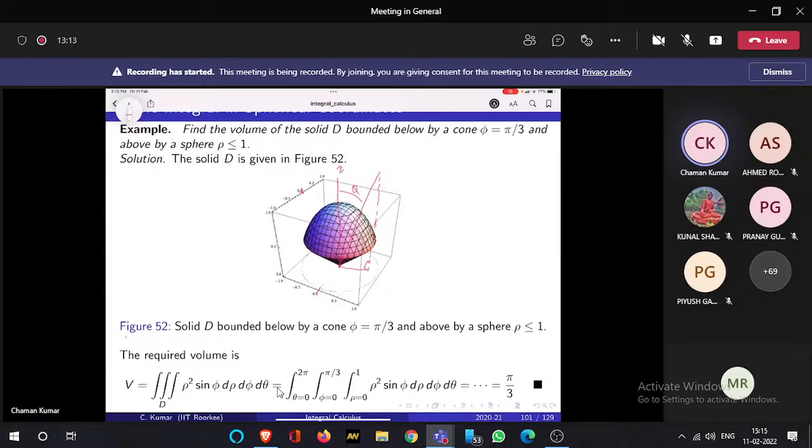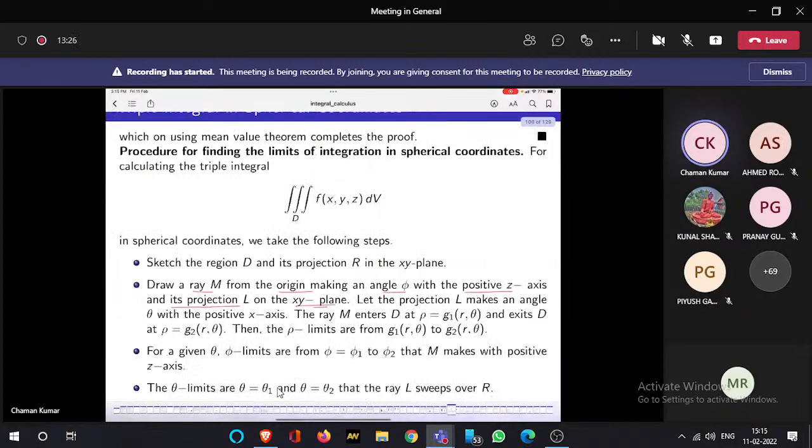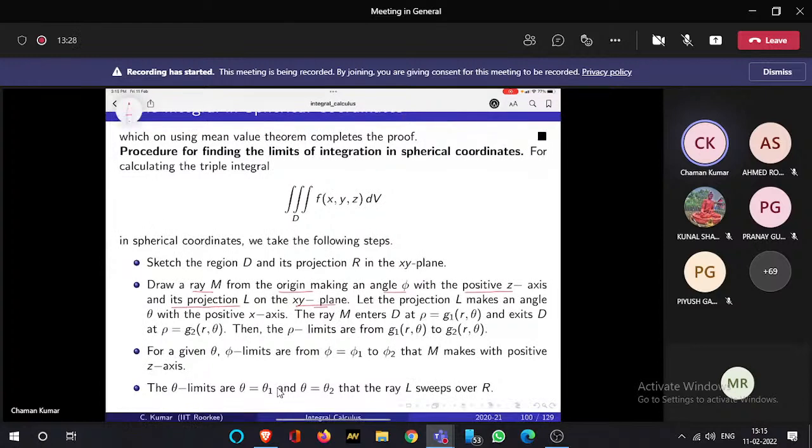So here I think due to symmetry you can take any axis as the z-axis. So let us say this is the z-axis. So this is angle theta. This was angle phi. Fine. So we are able to do the second step. We have plotted a ray from the origin making angle phi with the positive z-axis and its projection on the xy plane. The projection makes an angle theta with the positive x-axis.